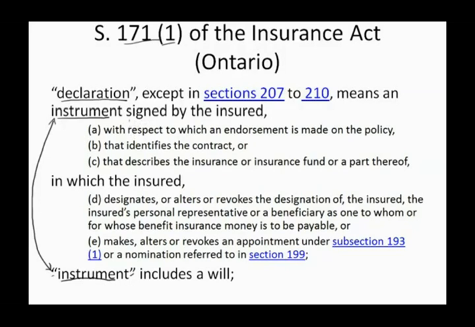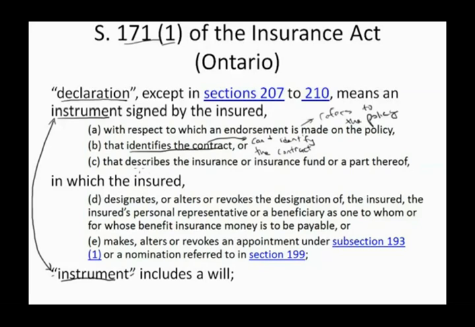Now there are some things we want to note here. It means an instrument signed by the insured with respect to which an endorsement is made on the policy that identifies the contract. So basically this means that it refers to the policy itself. The next portion here is where I want to be very clear. It has to specifically identify the contract. So if we can't identify the contract, or we don't identify the contract, or there's some ambiguity, then this is not going to be valid. And I'll show you where we've had some problems with this later on, or sometimes we get some best intentions that don't quite work out.